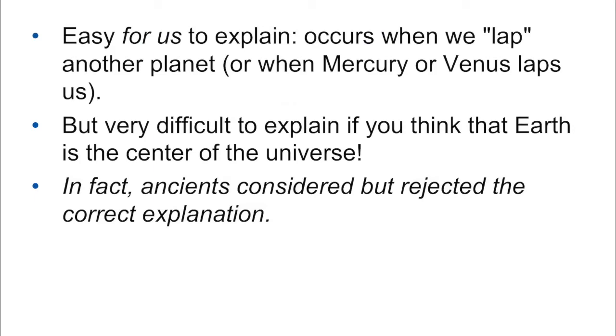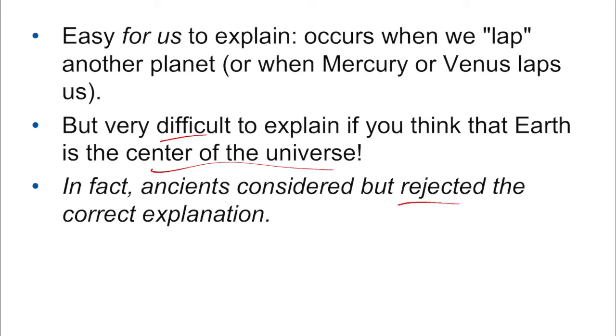Until you realize, of course, you're flying forward, so are they, but they're just flying forward at a slightly lower speed than you. Okay? So that's the idea. That's the drift backwards, it's just us passing them. But it was very difficult to explain if you thought Earth was the center of the universe and was fixed, because ancient astronomers thought the Earth was at rest. In fact, ancient astronomers did really consider that Earth orbited and we were lapping other planets. That was very much discussed, but they did reject it.